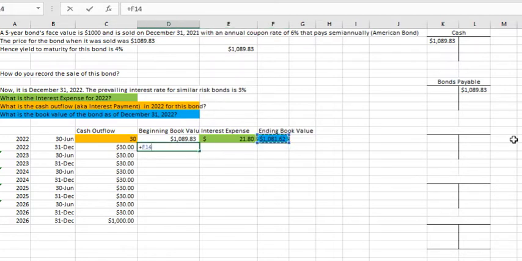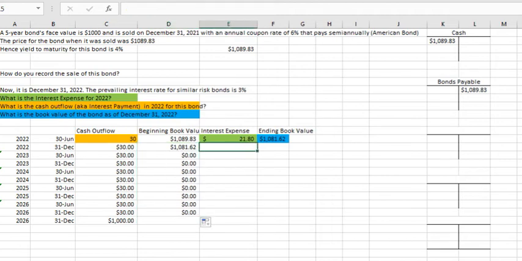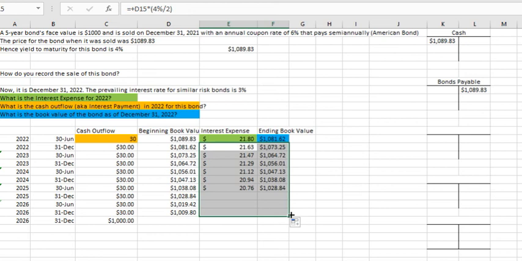The beginning book value of next year is going to be pretty much the same. That's what we are going to calculate, and I can drag this down. Again, the interest expense is going to be the beginning book value multiplied by 4% divided by 2. The ending book value is going to be beginning book value minus any cash payments plus any accrued interest expense. We can go ahead and have Excel do its work.